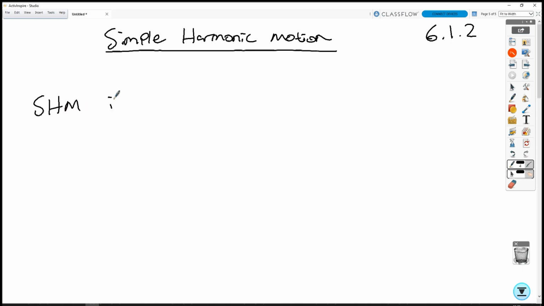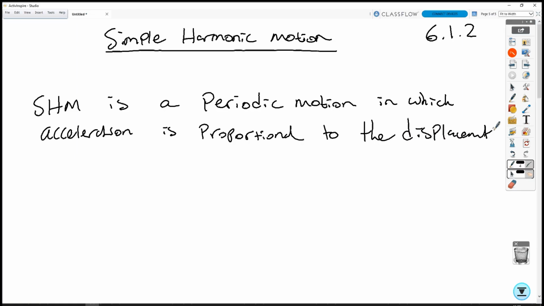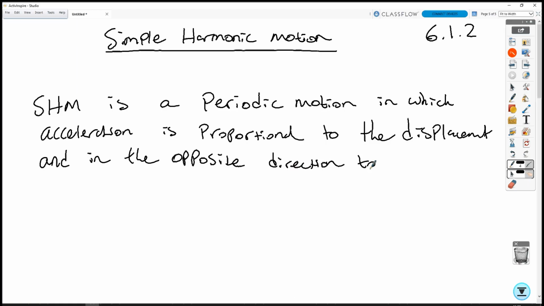So simple harmonic motion, or SHM for short, is a periodic motion, which means it repeats, in which acceleration is proportional to the displacement and in the opposite direction to it. Put a box around that.